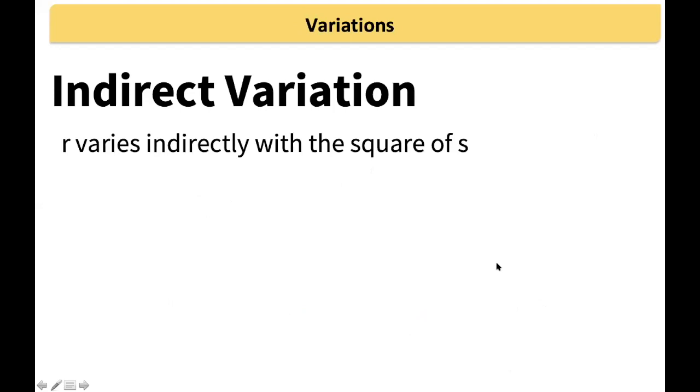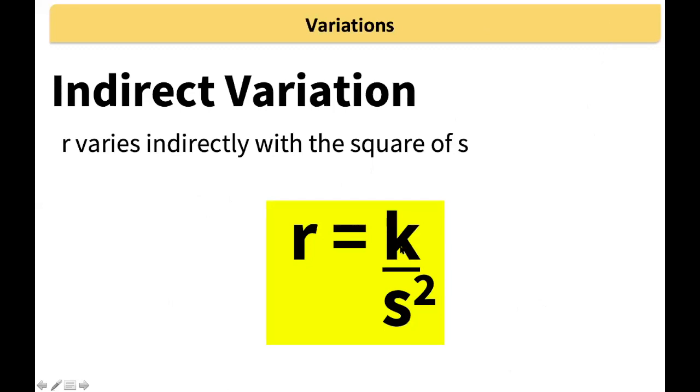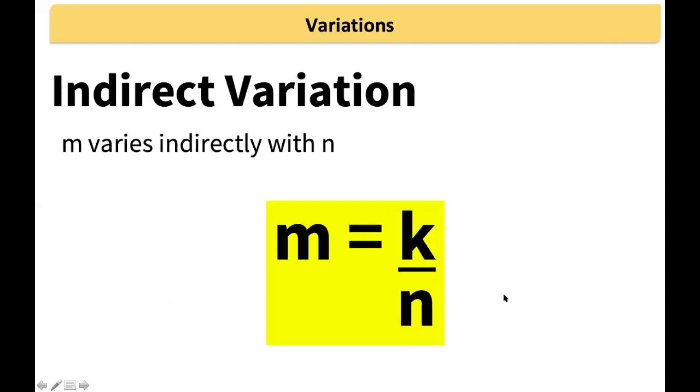Other examples, R varies indirectly with the square of S. Paano natin ito isusulat in equation form? Anyone? Equal to K over S squared. Okay, R is equal to K over S squared. So how about this one? M varies indirectly with N. So we have M is equal to K over N.